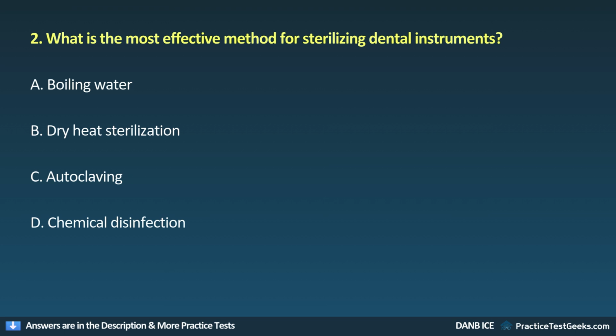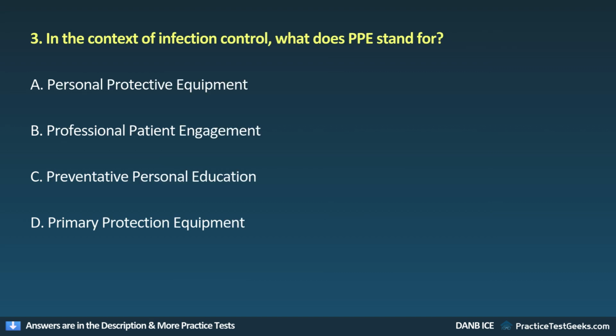2. What is the most effective method for sterilizing dental instruments? A. Boiling water. B. Dry heat sterilization. C. Autoclaving. D.